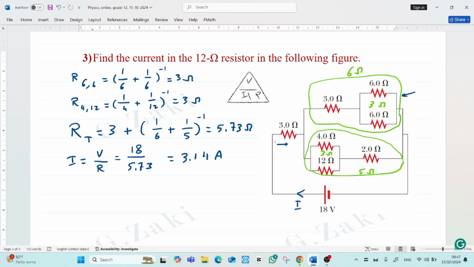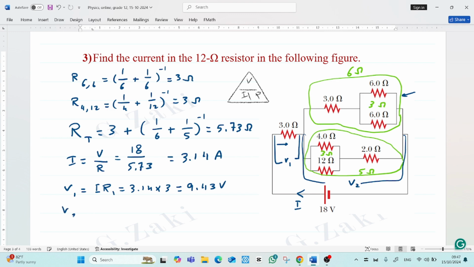From this current, we can calculate the voltage drop through the 3 ohm resistor. So V1 equals I multiply R1. I is the current 3.14, R is 3. The answer is 9.43 volt. Then this combination, all of them, has V2. So V2 equals the total voltage minus V1. The total voltage in the circuit is 18. V1 is 9.43. The answer is 8.57 volt.